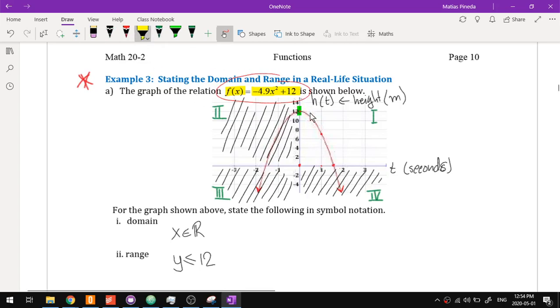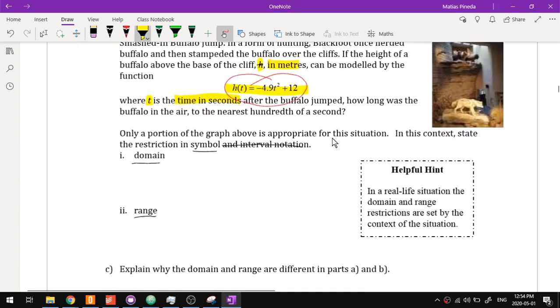So in this context, with the buffalo falling off the cliff, only this portion of the graph is going to make sense. So when we're asked to describe or define the domain and the range, the domain and the range will only be defined for this portion of the graph. Let's have a look at the domain. This time the variable is called t, for the independent variable. What's the smallest possible value for t, for time? Well, it's going to be 0. So t has to be greater than or equal to 0.